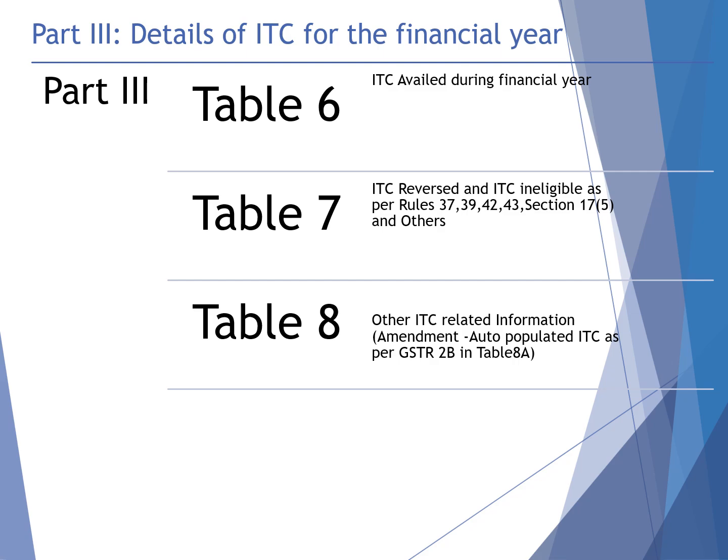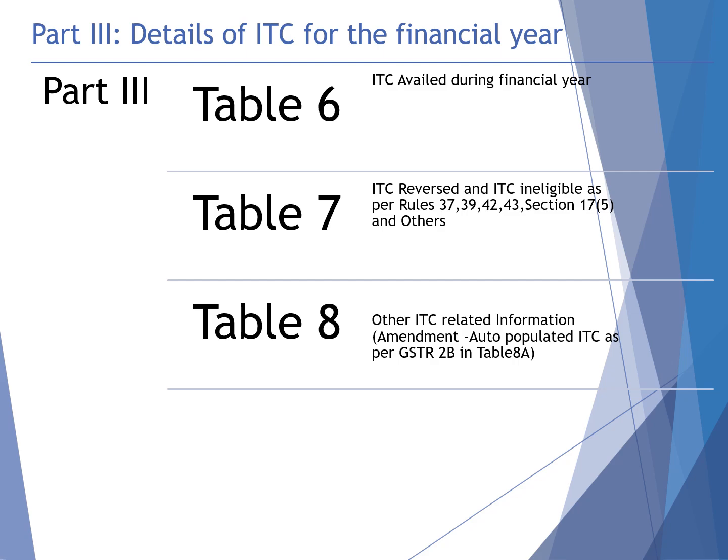We can show all the reversal credit in Table 7H except transitional credit as per the guidelines of how to file the GSTR 9C, Notification 38/2023. But my suggestion in Table 7 is that we have to show the ITC reversal amount separately. In Table 8 we have to give the other ITC related information.